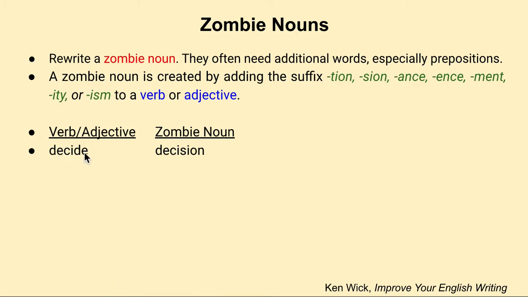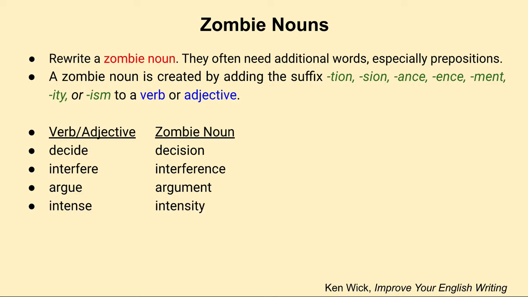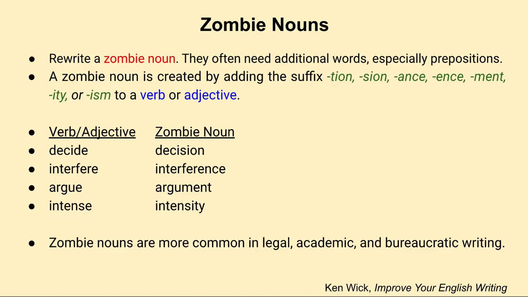For example, from decide is decision with the shun, the ION, and interfere, the verb interfere. You can create interference. From argue, you can create argument. From intense, you can create intensity. Zombie nouns are more common in legal, academic, and bureaucratic writing. Bureaucratic writing is just usually government writing.